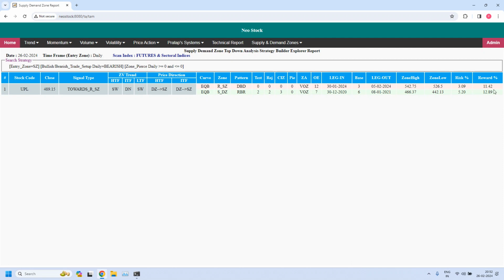But it is traveling, because see, there is an 11.42% reward from the demand zone. It has to; currently it is traveling. Currently what is the price? 489. This is today's closing price. And what is the low of the supply zone? 526. That means another 36 rupees of upward movement should complete to get into this zone.